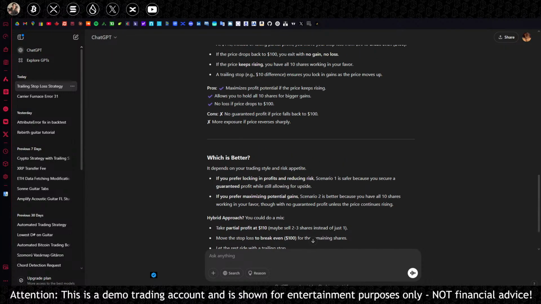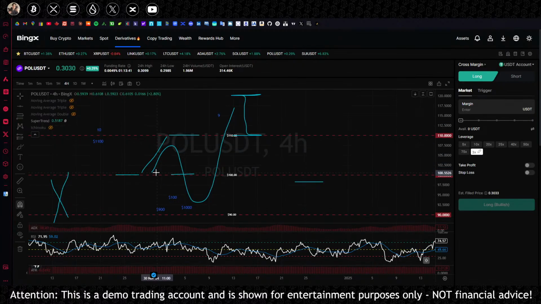The issue is that regardless of which scenario you pick, if you enter this and it immediately goes to the $90 stop loss, you're losing regardless. For any of these two scenarios to work, it has to first hit that 110 mark, right? And then it could do one of two things.